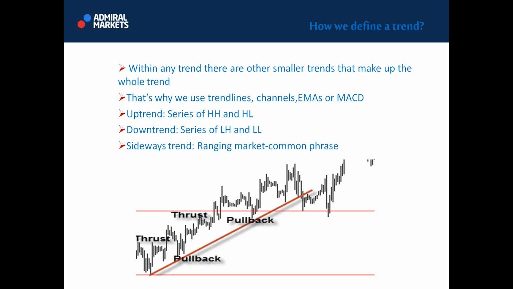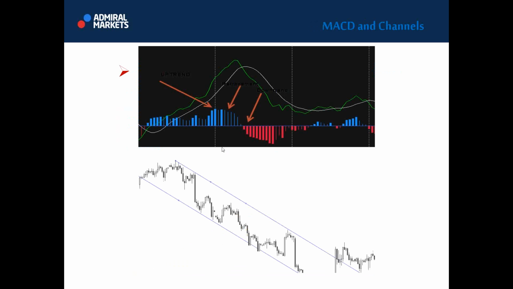So that is the simplest definition of a trend. I will show you how you can define a trend by using a channel or by using MACD. EMAs are a different kind of thing. EMAs require a special webinar of their own, because there are many combinations and number combinations with EMAs. So it would not be good to talk about EMAs now. The next thing is MACD and channels. So how can we define a MACD and channel trend?